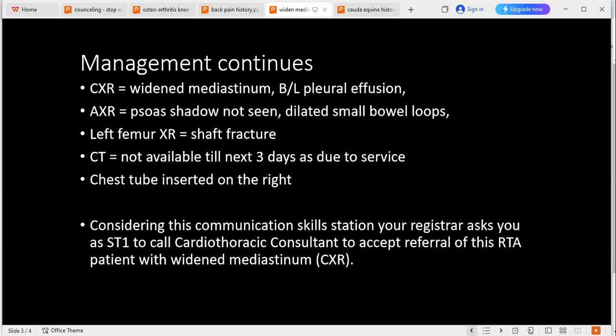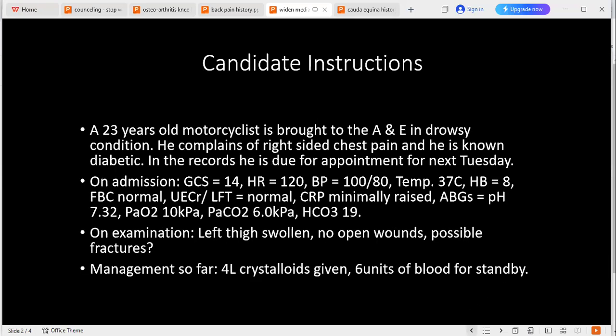Hello. Yes, hello. I'm Dr. Mahir, one of the ST1 doctors working in London Hospital with Mr. Man. I'm calling to speak to the cardiothoracic consultant to refer one patient with widened mediastinum. Can I check I'm speaking to the cardiothoracic consultant? Yes, can you summarize your case?